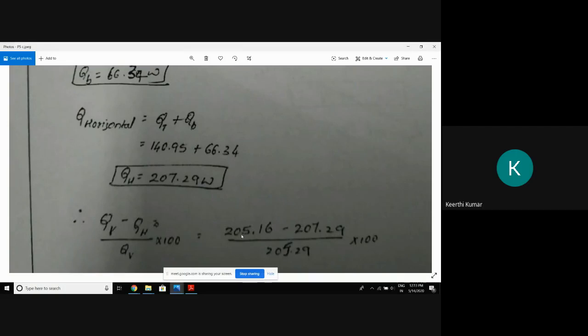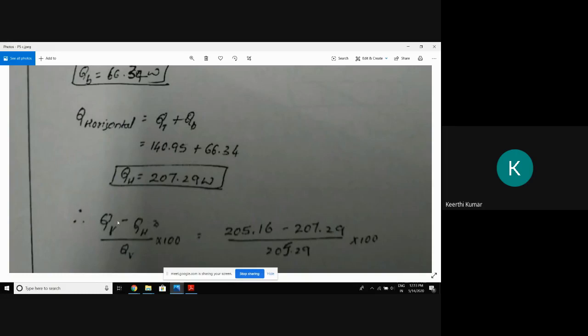Always the convective heat transfer coefficient, if it is horizontal, will be greater than in the vertical position. That you should know. If the plate is kept horizontally, the rate of heat transfer will be greater compared to the plate kept in vertical position. So how much is it greater? There is not much difference. I think probably there will be only a 2 watts difference. But in GATE, this kind of question they'll ask. Okay.